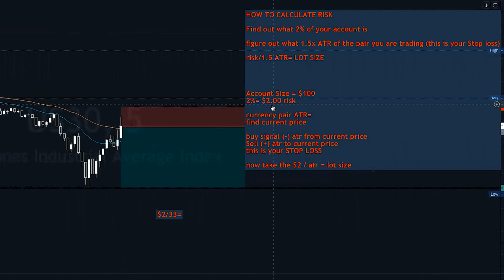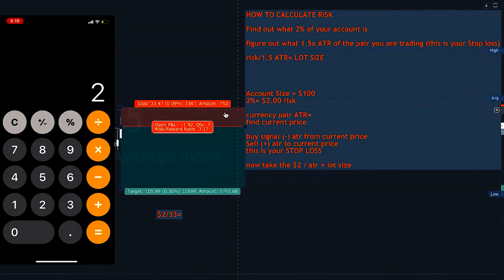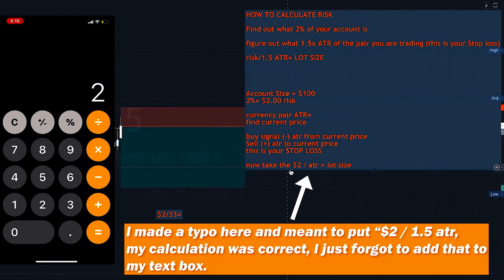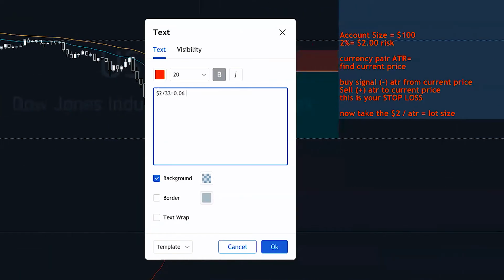You take your 2% risk, which is the $2, right? And then you take the current ATR value, and we did, it's 33, right? And you want to divide it. So $2 divided by 33 equals 0.06, 0.06 lot size.